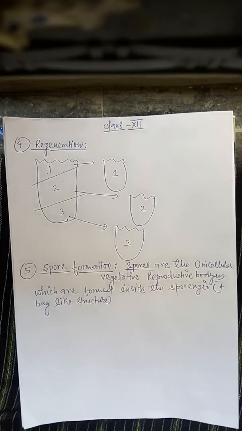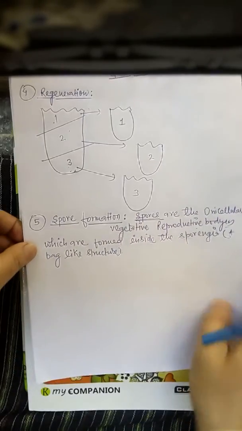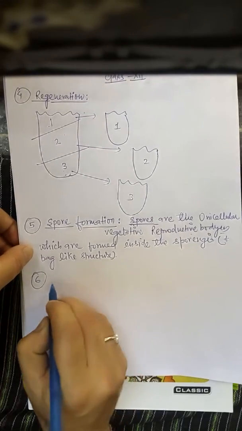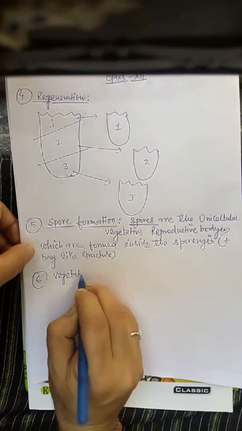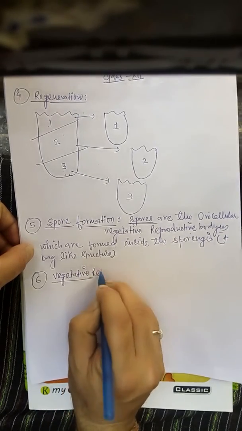Hello student, today I am taking the next lecture on different methods of asexual reproduction. In the last lecture yesterday, I taught you regeneration, spore formation and budding. After that, the next method of asexual reproduction I am explaining today is vegetative reproduction.